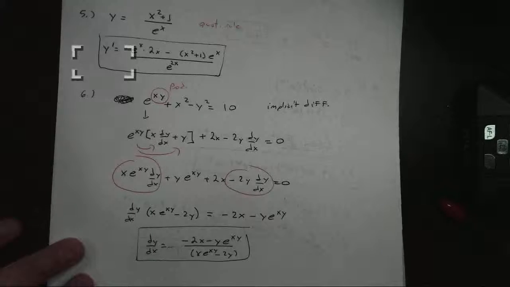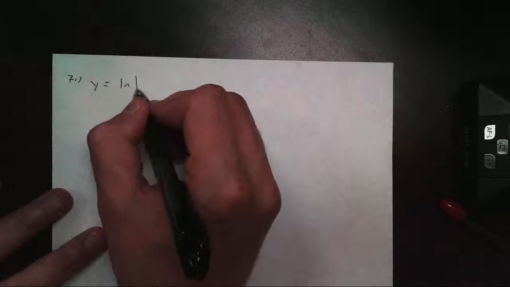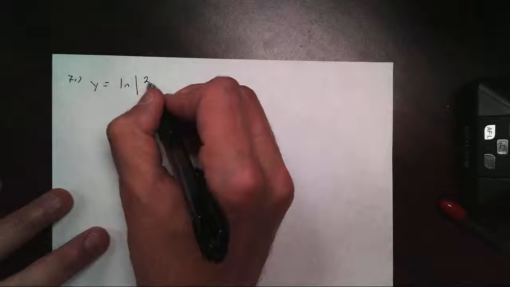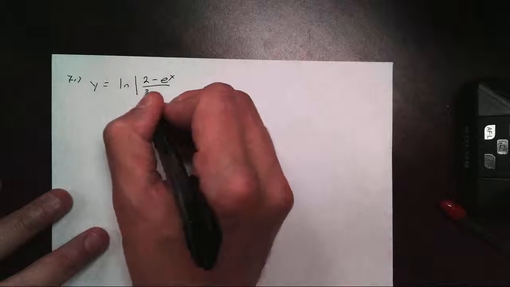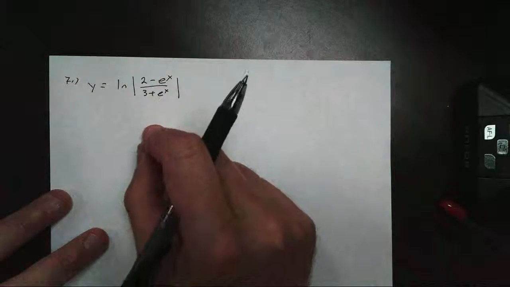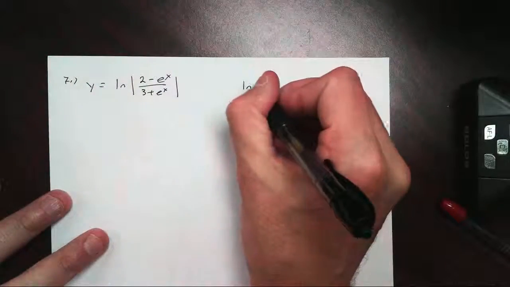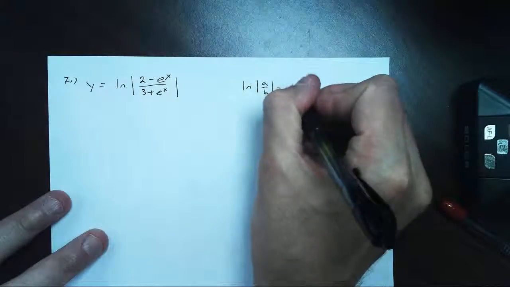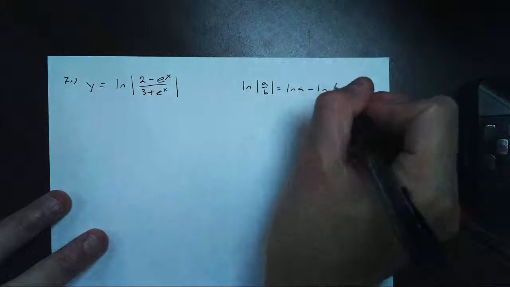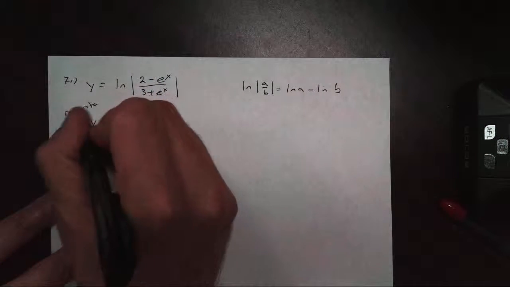All right, real quickly I want to go over another natural log property one right here. So let's take a look here at number 7. Let's say we had the derivative of y equals the natural log of 2 minus e to the x over 3 plus e to the x. Now I could use my rule 1 over this times the inside quotient rule. But I remember the natural log of a over b becomes the natural log of a minus the natural log of b. I can separate it out, rewrite it. Sometimes rewriting it is kind of nice.